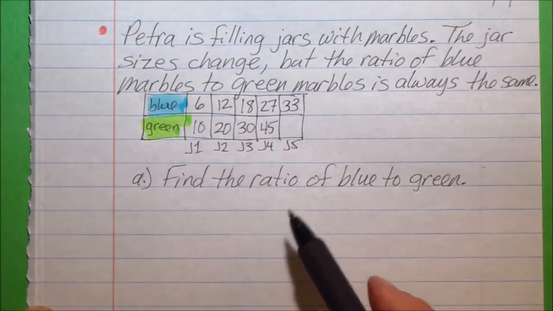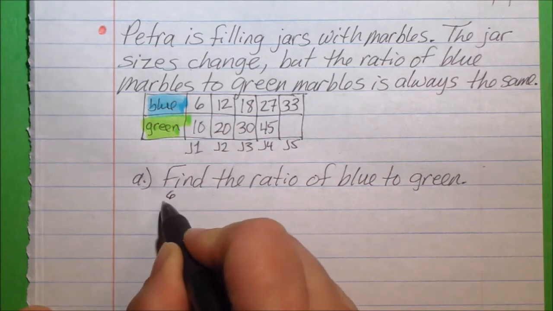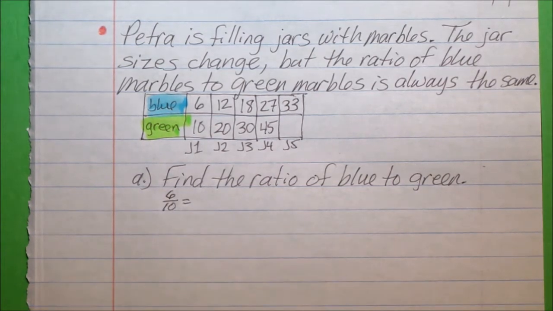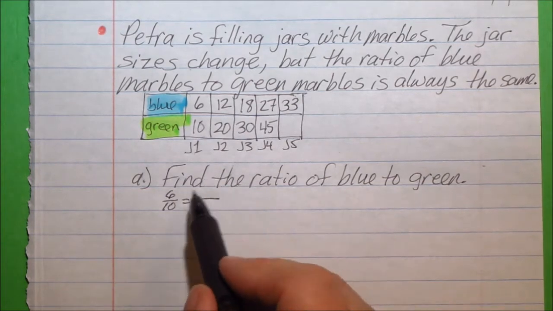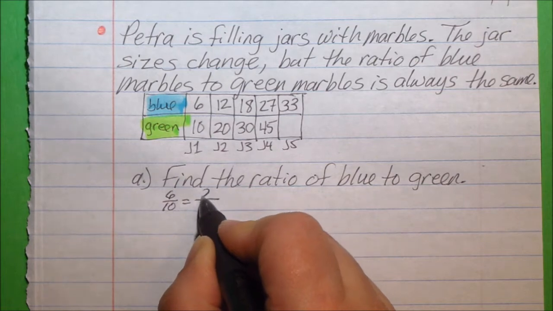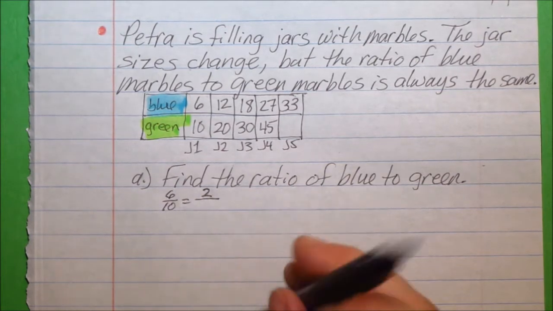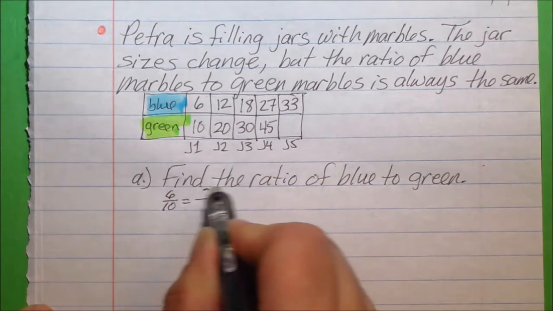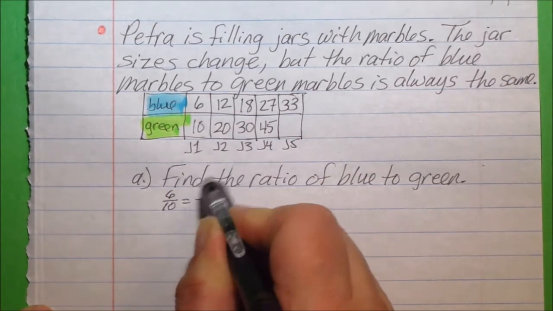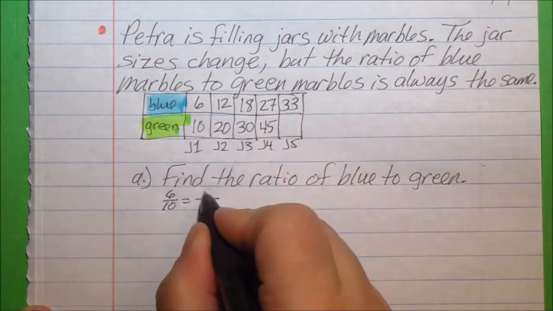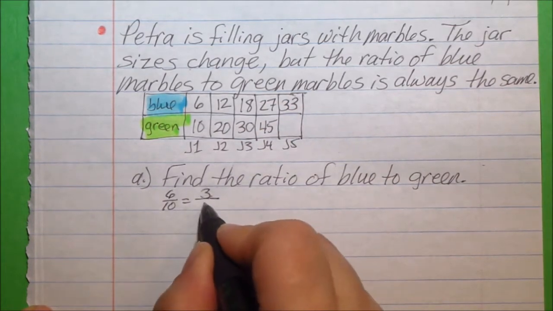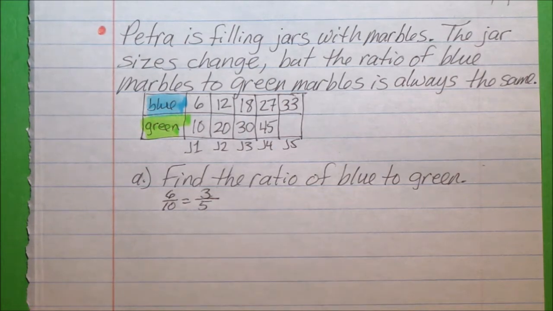I'm going to choose the numbers in jar 1 just because that's where they're the smallest, and so the smaller numbers are easier to work with. All right, so there are 6 blue marbles and 10 green marbles in jar 1. So the ratio is this fraction, this ratio, simplified. I know that 2 can go into 6 3 times, and 2 can go into 10 5 times. So the ratio is 3 to 5.